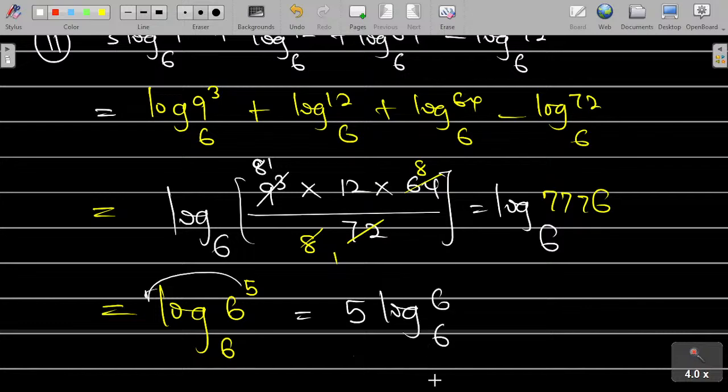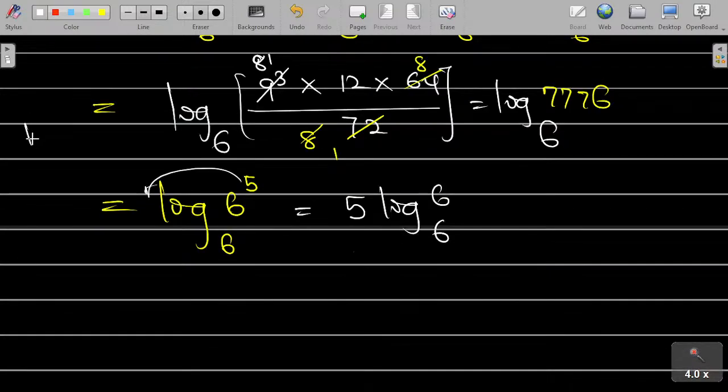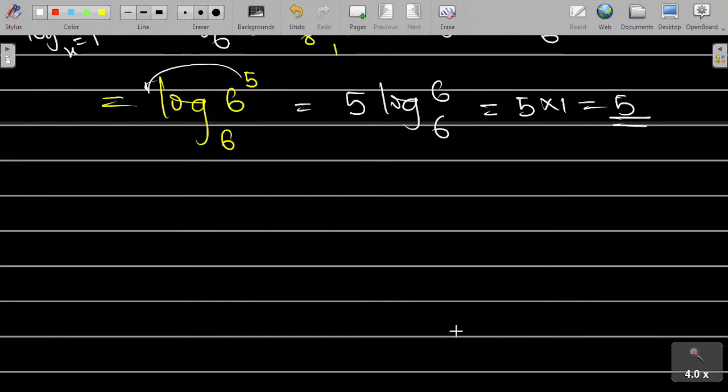So why did I do that? Because there's a rule that says that log of a number to the same base is equal to 1. Alright, and so this is going to give me 5 times 1, which is equal to 5. Alright, and so your answer for number 11 is 5. So we move over to number 12.